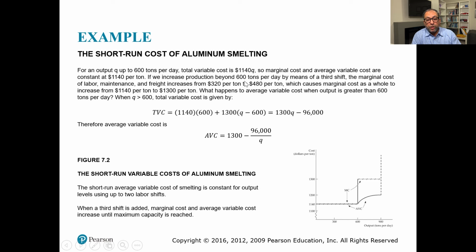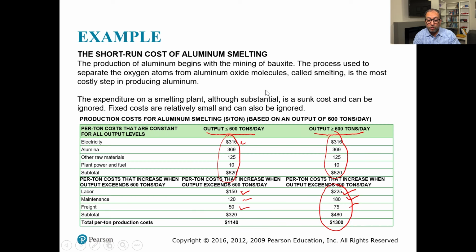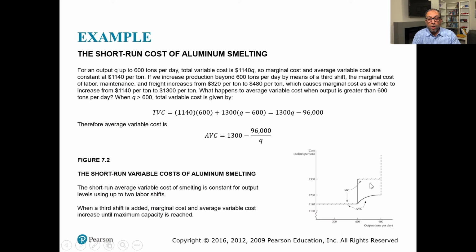If we increase production beyond 600 tons per day by means of a third shift, the marginal cost of labor, maintenance, and freight increases from 320 to 480 per ton, which causes marginal cost as a whole to increase from 1140 per ton to 1300 per ton. So that's an increase, or a jump, if we are producing more than 600.